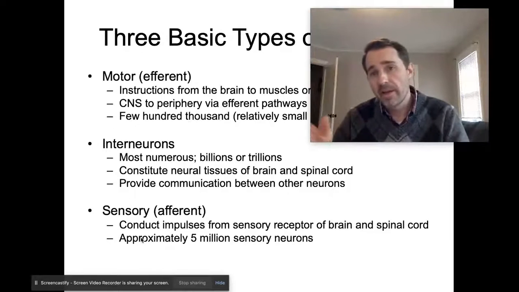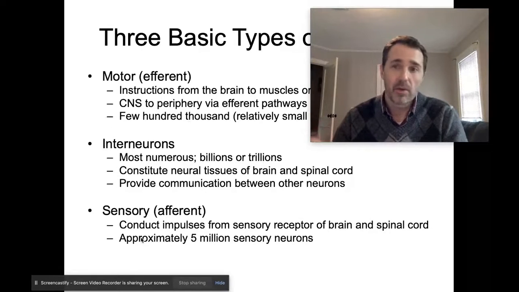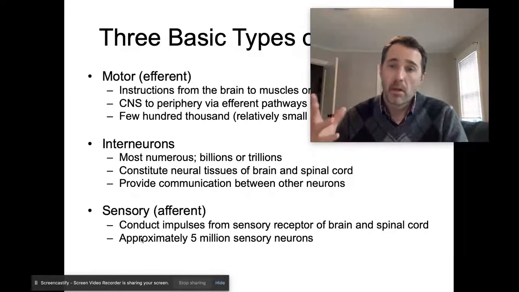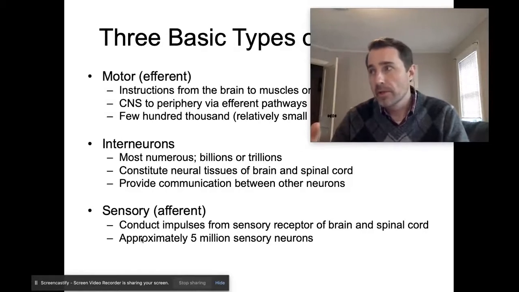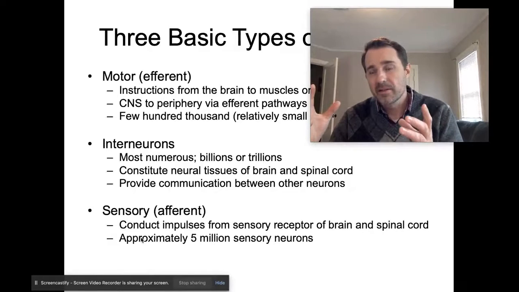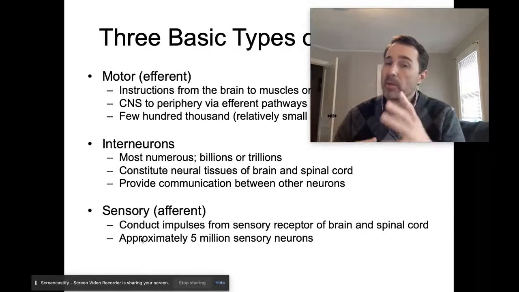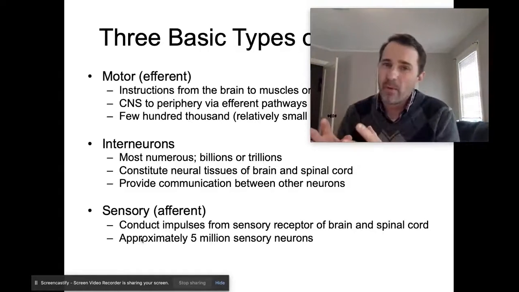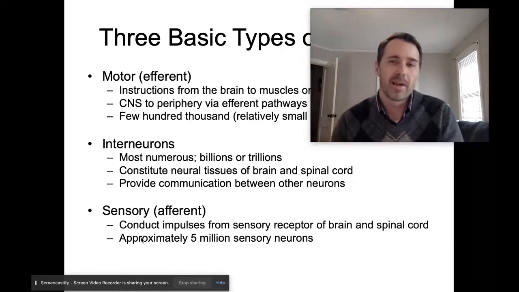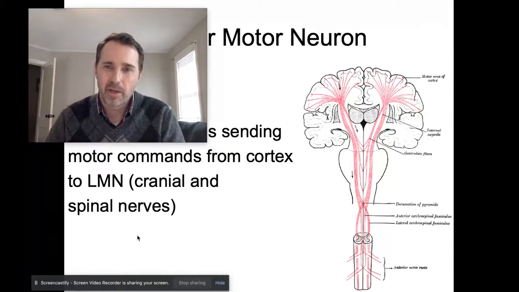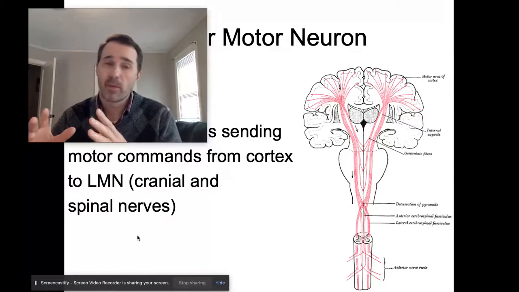So your motor or efferent neurons and your sensory or afferent neurons are myelinated through the central and the peripheral nervous system. Your interneurons are not myelinated. And the cortex, being that part of the brain that we just spent a lot of time on when we were talking about the various areas of the cortex, is all interneurons, all gray matter. It's unmyelinated.